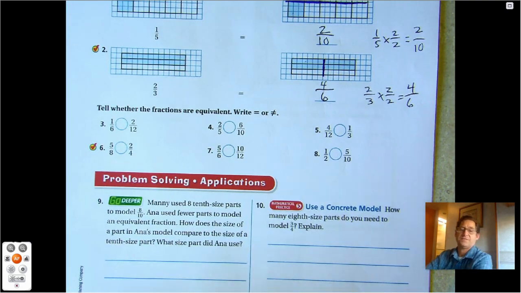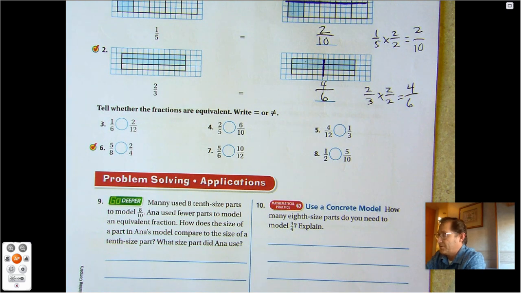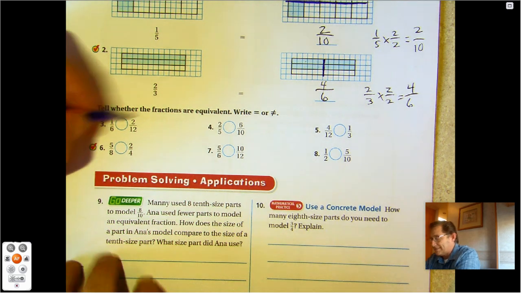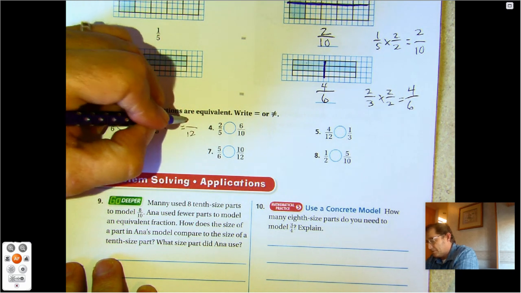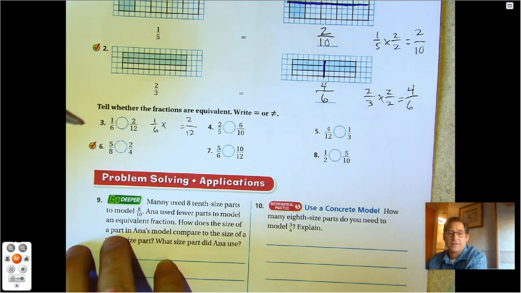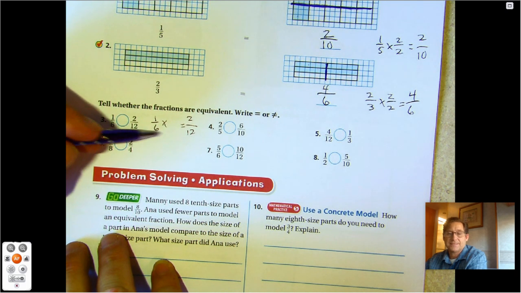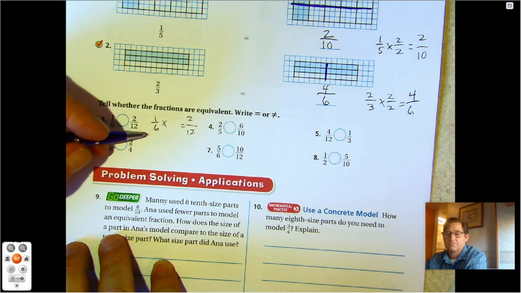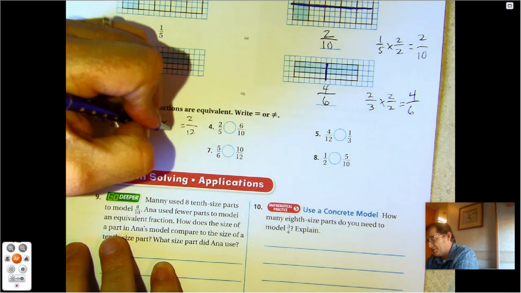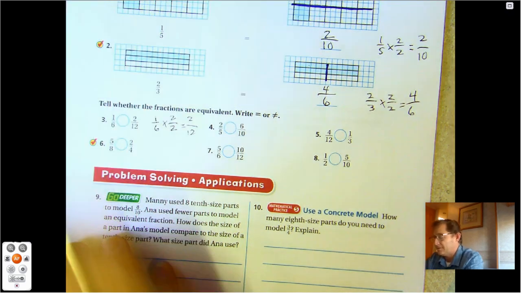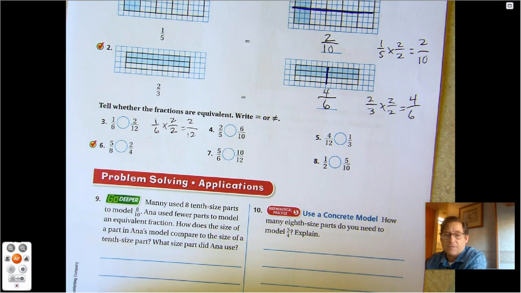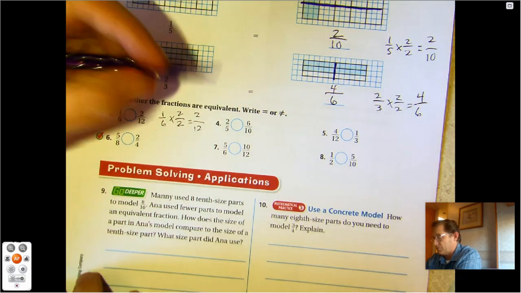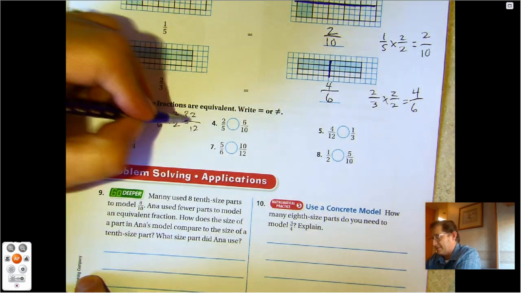All right, tell whether each of these fractions are equivalent, yes or no. 1/6 equals 2/12. How do I go from 6 to 12 parts? You double them, multiply by 2. So whatever I do to the denominator, the numerator will also have the same thing happen to it. So I double the denominator, so double the numerator. 2 times 1 is 2, so yes, it's equal.